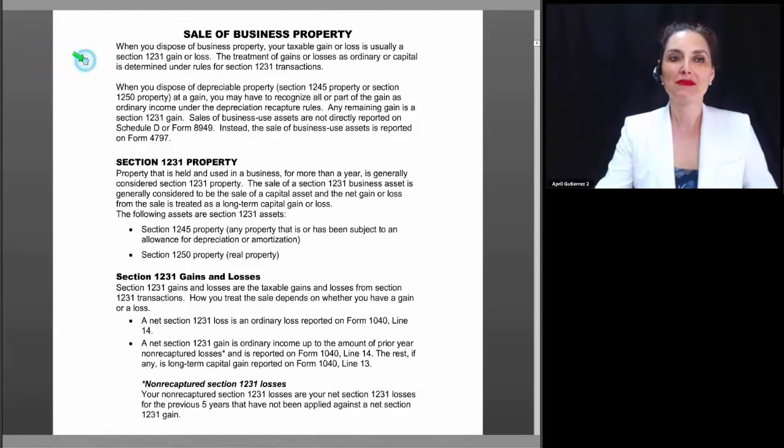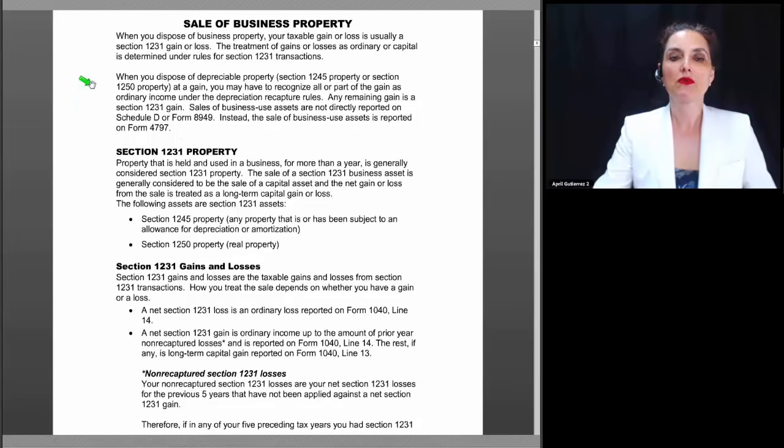Now, when you dispose of business property, your taxable gain or loss is usually a Section 1231 gain or loss, and the treatment of gains or losses as ordinary or capital is determined under the rules for Section 1231 transactions. When you dispose of depreciable property at a gain, you may have to recognize all or part of the gain as ordinary income under the Depreciation Recapture rules. Then any remaining gain is a Section 1231 gain.